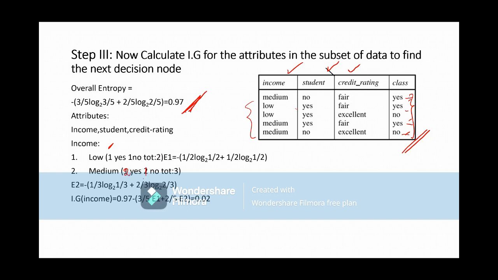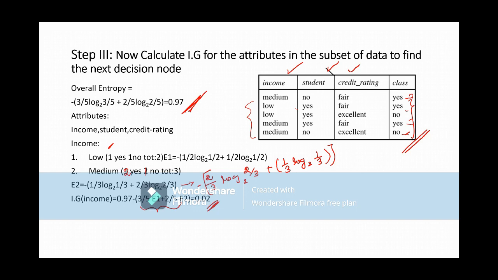So the value will become like this, and the value of the entropy will remain the same, but while substituting the formula, we have to write minus of 2 by 3 log 2 by 3 plus 1 by 3 log 1 by 3, log base 2. So the value remains the same. So while substituting the values, the information gain of income becomes 0.02. Likewise, you have to calculate the information gain for student and credit rating.